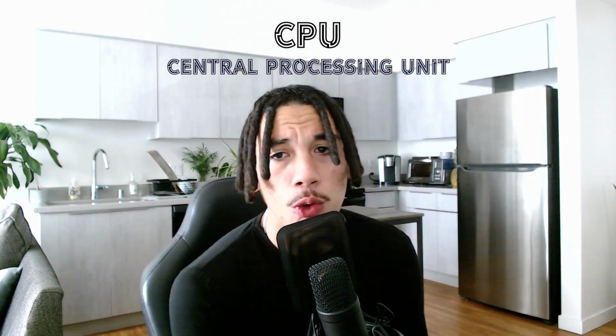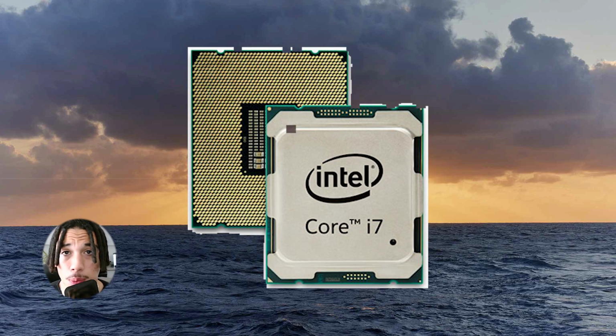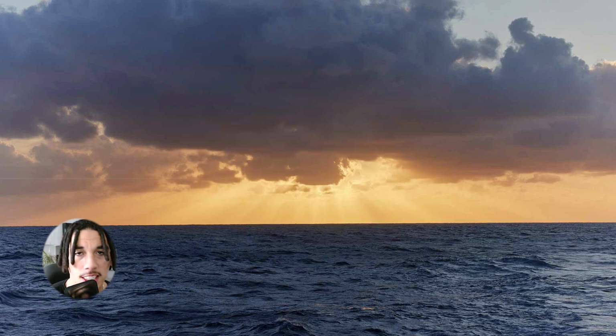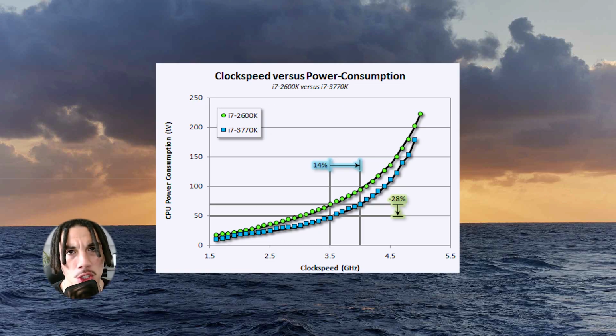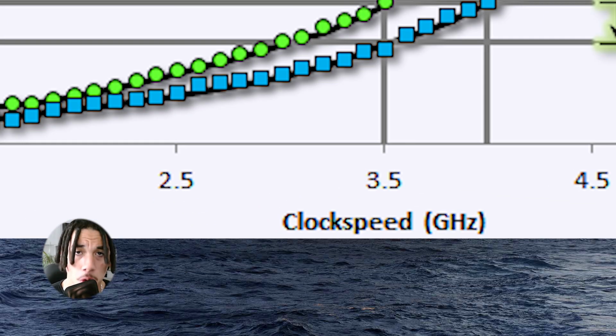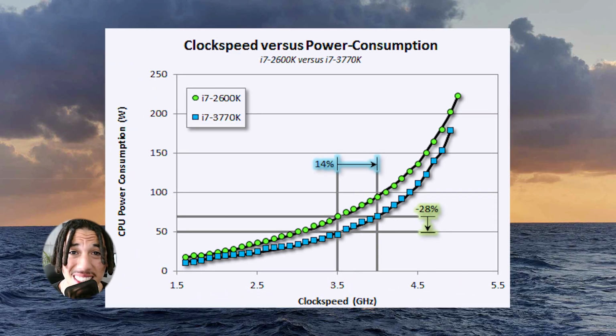So the CPU. When people say the brain of the computer, they really mean it. Just like the brain in your head, the CPU in the computer calculates logic and performs tasks. Performance on CPUs are measured in gigahertz. 1 gigahertz is equivalent to 1 billion cycles per second.